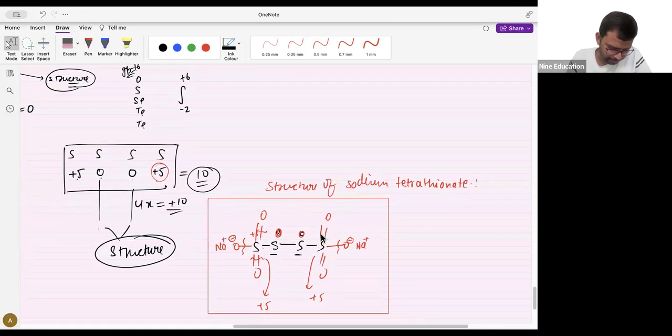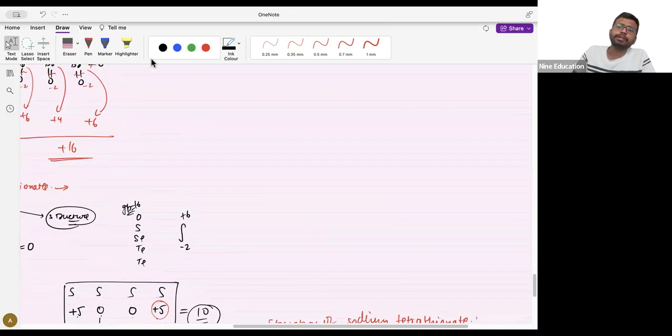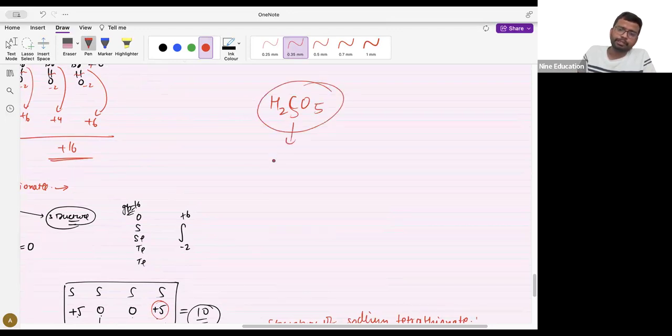Then, next one: find the oxidation state of sulfur in H2SO5. H2SO5. Find oxidation state of sulfur. Write the answer in the chat box.